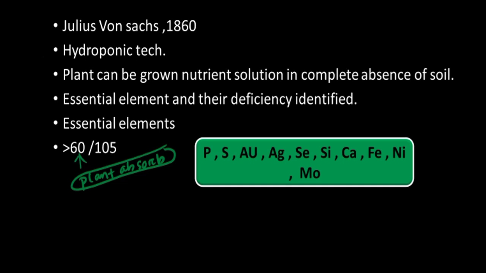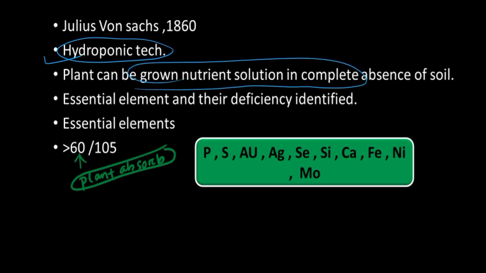One technology was first discovered by one of the scientists, Julius von Sachs. This technology is known as hydroponic technology. In this technology, through a nutrient medium, we grow a new plant in the complete absence of soil.